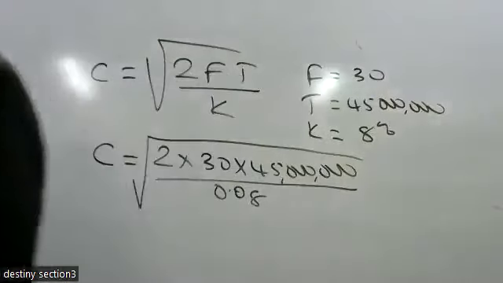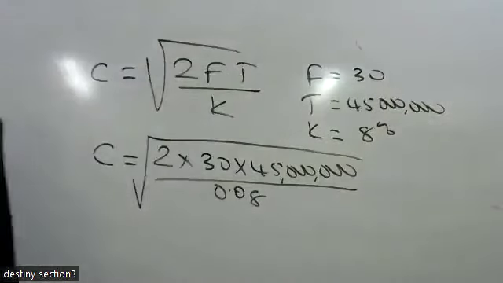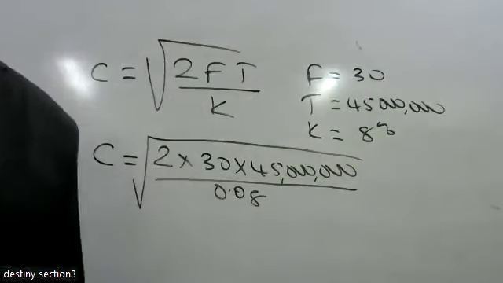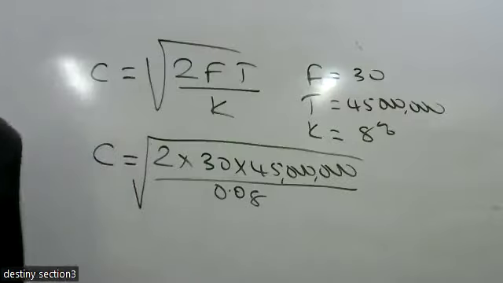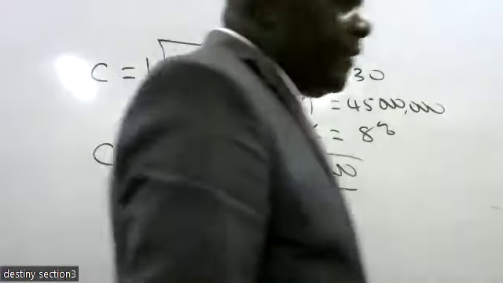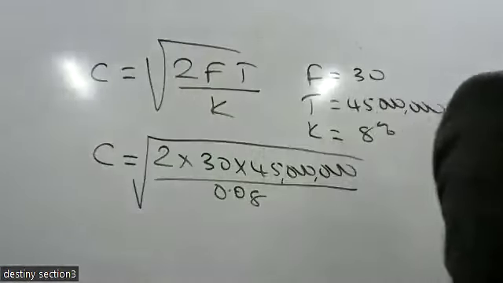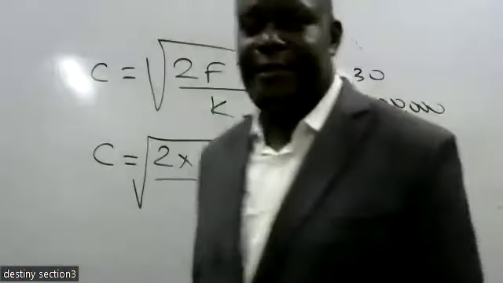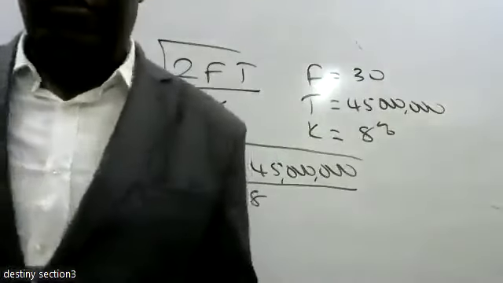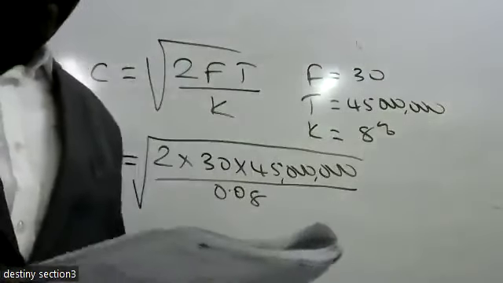So that one should give us around how much? We are getting 183,711.712. When you round off, 712. So we go to the Roman letter 2.